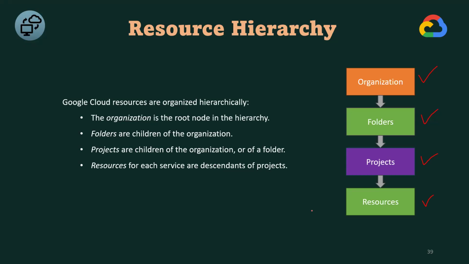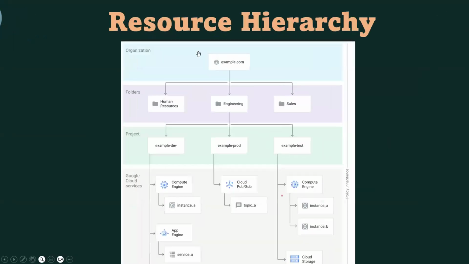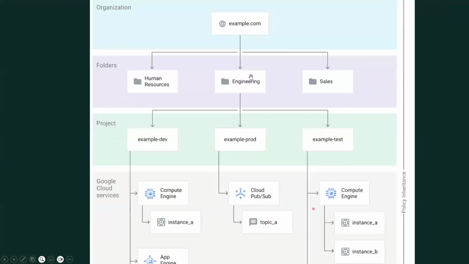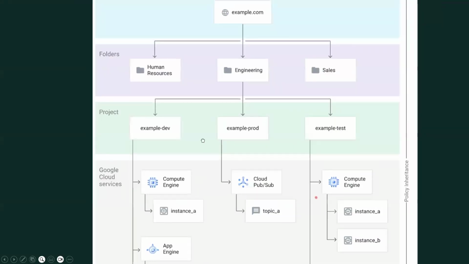So assume that you may be thinking like a developer. As a developer, you may be thinking that I need to learn about the service and I am going to work on the service. So your actions are limited to the project only. But the company will have plenty of projects. For example, assume that example.com is a company. That company may have plenty of departments: human resource department, engineering department, sales department. Each department will have multiple projects. In each project we are going to use multiple services in the GCP. This is what is called a hierarchy.